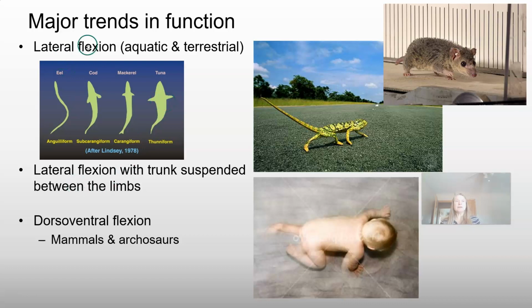So we also then go from lateral flexion by itself to lateral flexion with trunk suspended between the limbs. We're going to see that in our salamanders on a video in the next slide. And even like a young baby, when they first start to crawl, sometimes you go this way, right? So this is lateral flexion, but you're suspending your trunk. Okay, so you're still moving in this lateral flexion, but now you have your trunk suspended. So we'll see multiple organisms do that. And again, this dorsal ventral flexion is what we see in mammals and archosaurs.